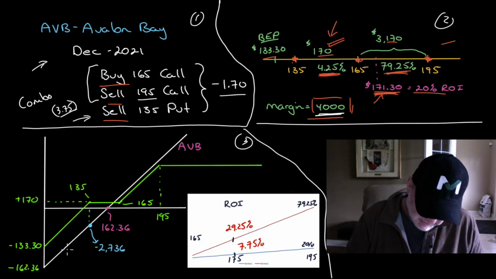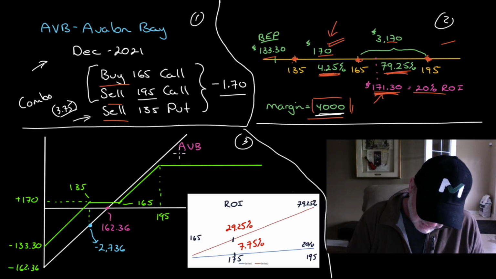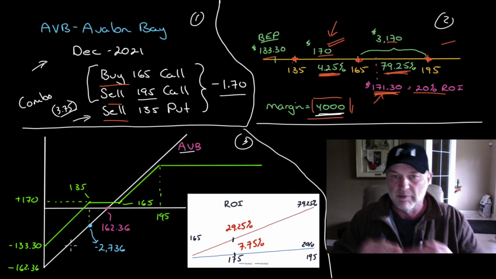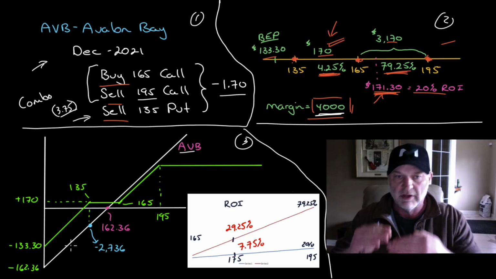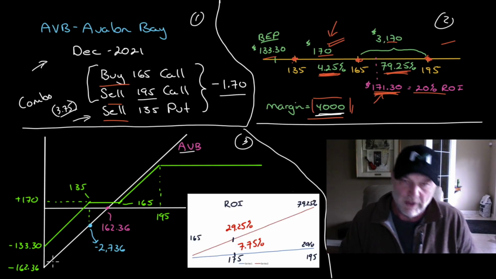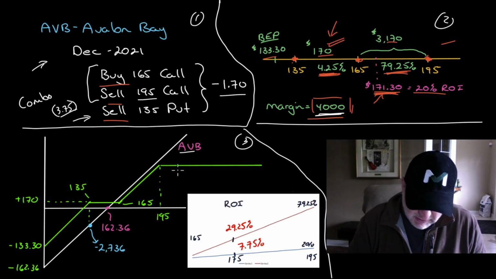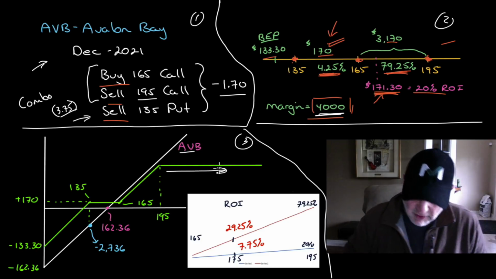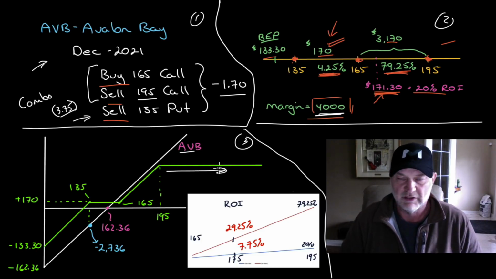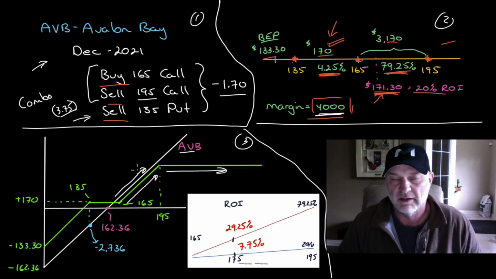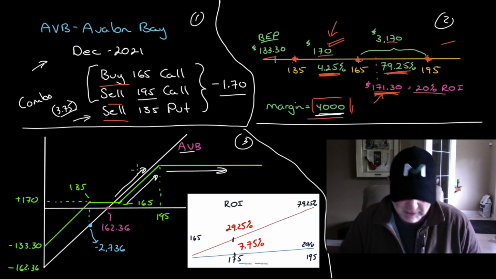Here's the payoff chart. This white line is owning the stock itself. So I wrote AVB. You have a linear payoff. It's linear. Goes up $1, you buy 100 shares, it goes up $1, you make 100. Goes up $2, you make 200, etc. But you also lose on the way down. The green line is the payoff for the combo. At 195, you're not going to make any more money because you've sold the call at 195. But from 165 to 195, you participate the same way that a shareholder of AVB would participate.